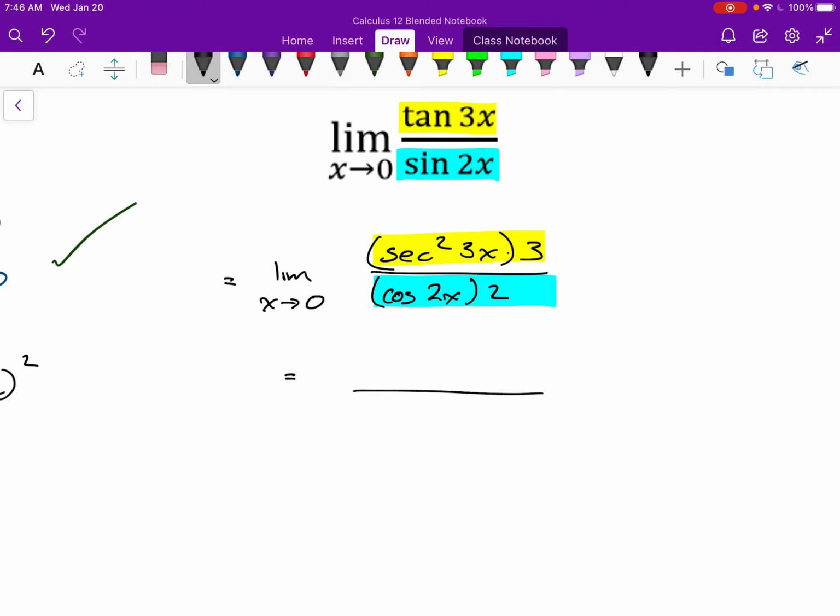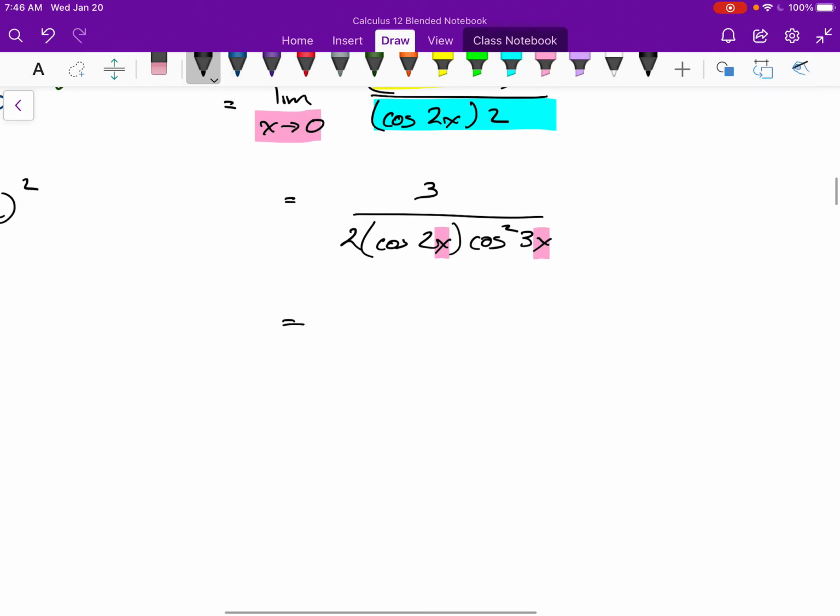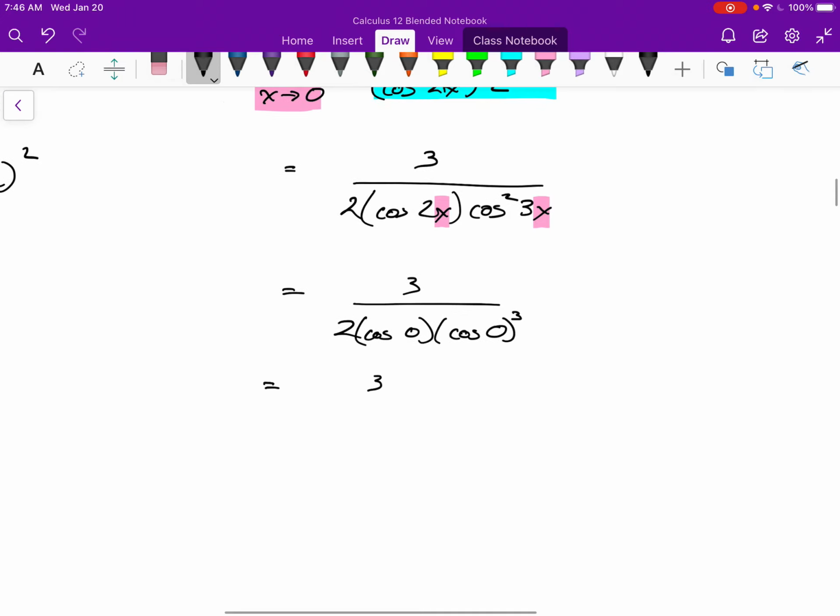For example, I can rewrite this as 3 over 2 times the cos of 2x times the cos of 3x squared. Right? Secant is the same as 1 over cos. And now I'm literally going to substitute all these x's with 0. So I have 2 times the cos of 0 times the cos of 0 all cubed. Well, the cosine of 0 is 1. And so in the end, I have 3 over 2.